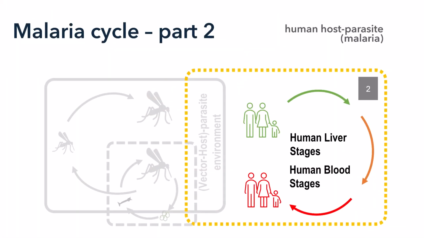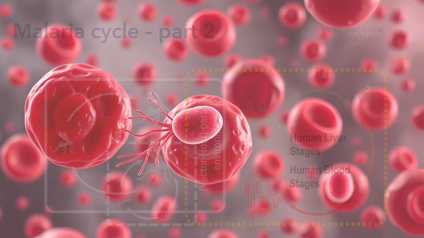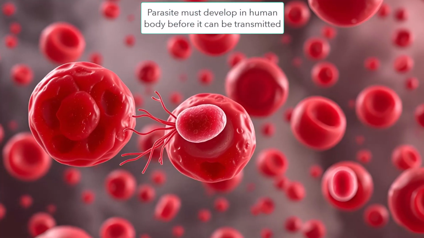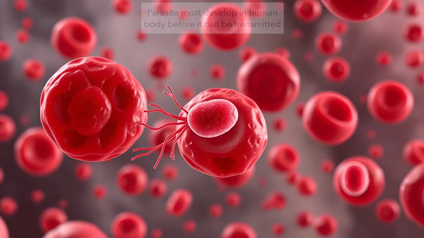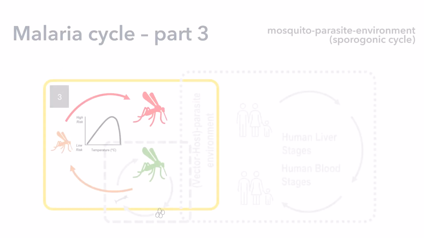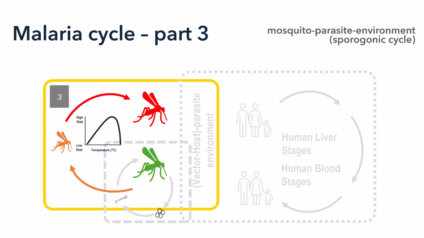Component 2, the human parasite development. This stage tracks what happens after a person becomes infected. When a person acquires the malaria parasite, the parasite must develop within the human body before it can be transmitted again.